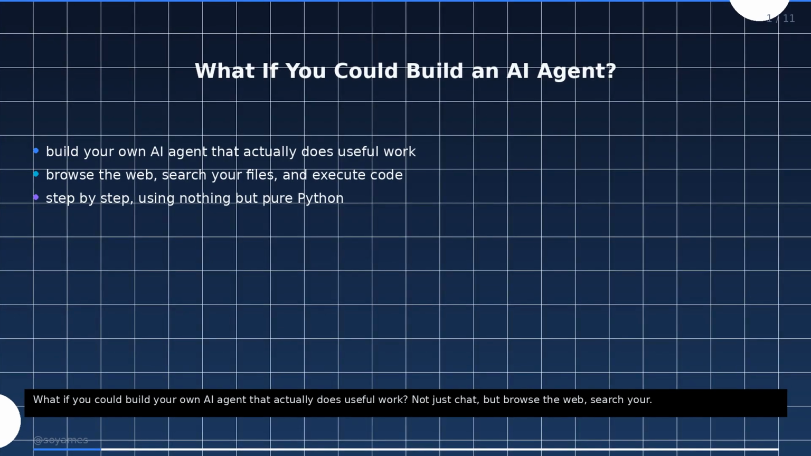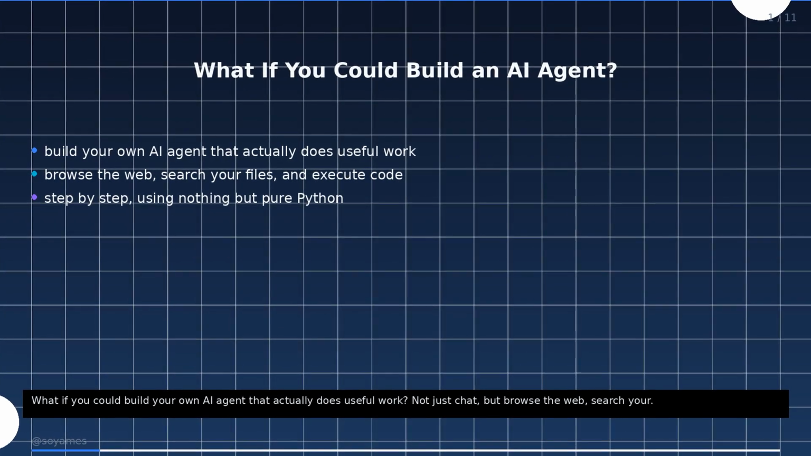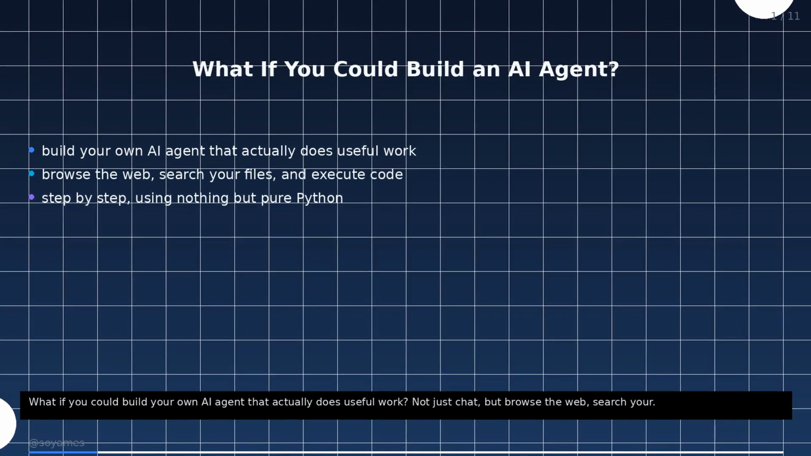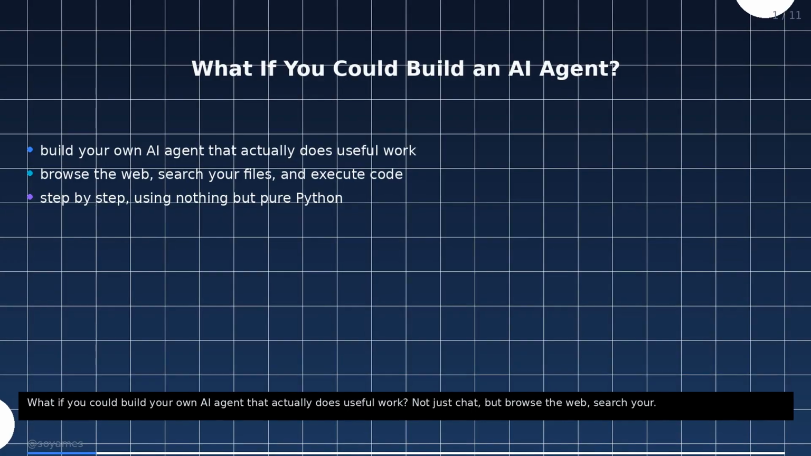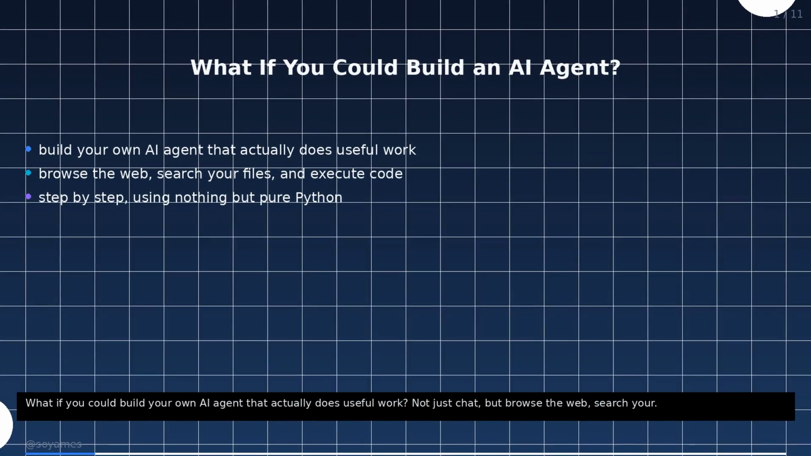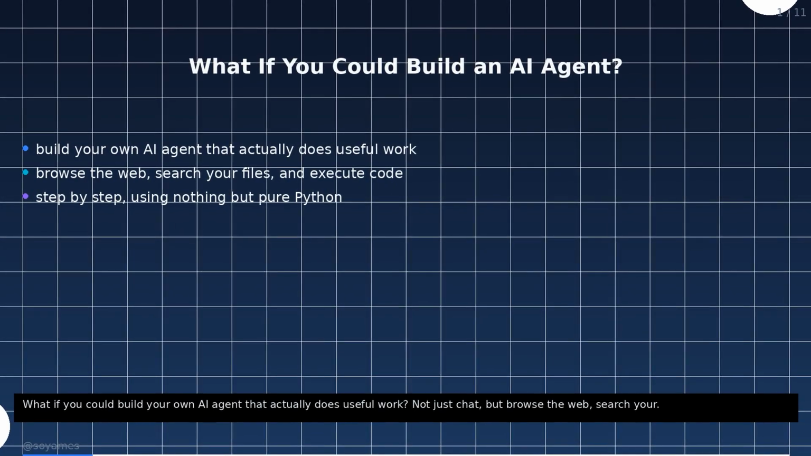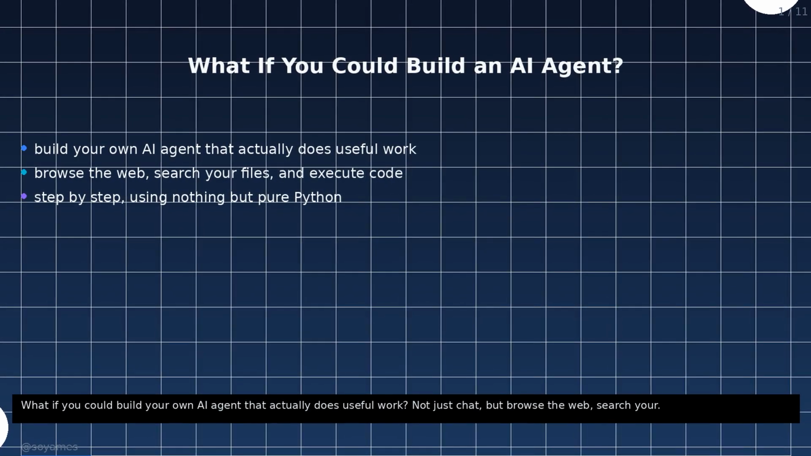What if you could build your own AI agent that actually does useful work? Not just chat, but browse the web, search your files, and execute code, all completely autonomously. That's exactly what we're building in this video, step by step, using nothing but pure Python. No frameworks, no magic.